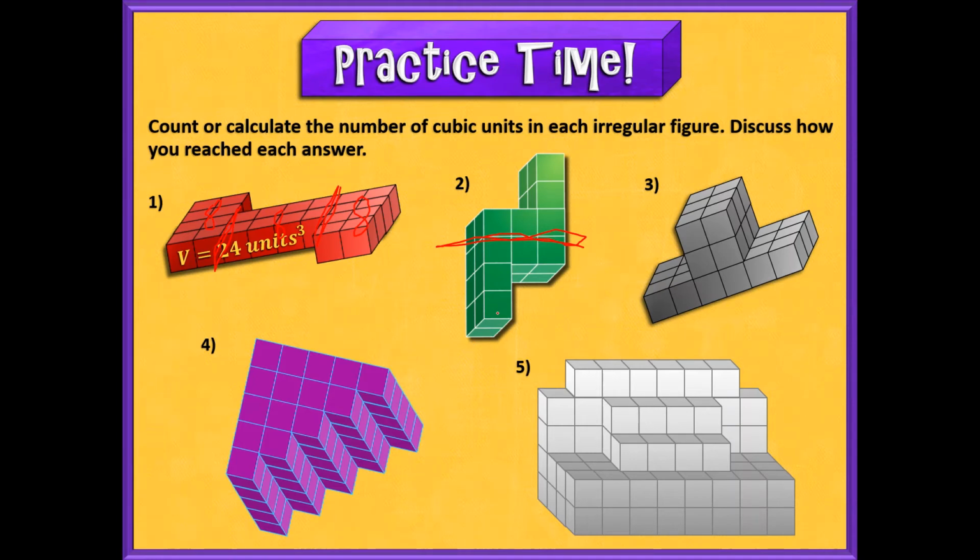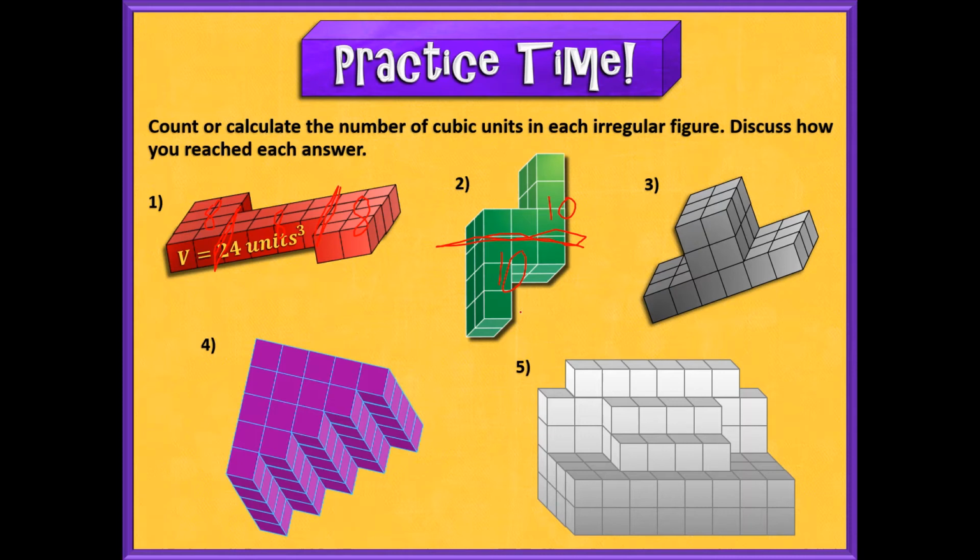So let's count these. We've got 1, 2, 3, 4, 5, and we've got 2 sets of 5. So the volume of this would be 10. And this would be 10 because they're the same. 1, 2, 3, 4, 5, and there's 2 sets of 5.